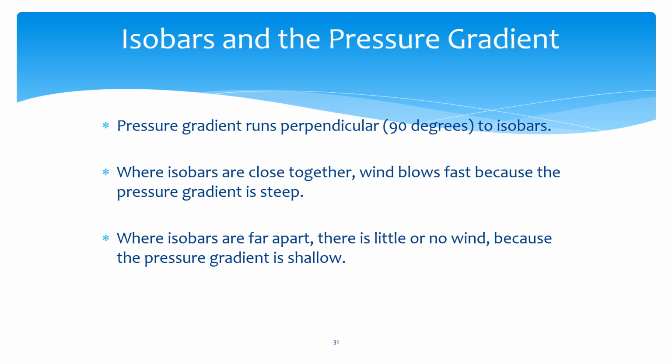When the isobars are farther apart, there is little or no wind because the pressure gradient is shallow. It isn't as steep. The wind is having a lot, if there's any wind at all, a lot longer distance for that pressure to change.